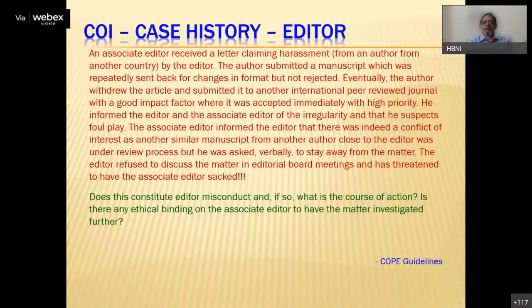So does this constitute editor misconduct? And if so, what should be the course of action? Is there any ethical binding on the associate editor to have the matter investigated further?